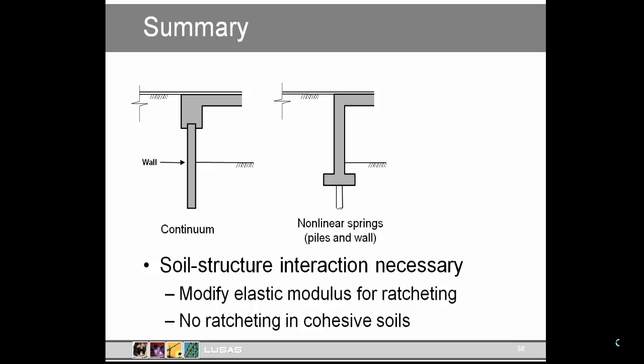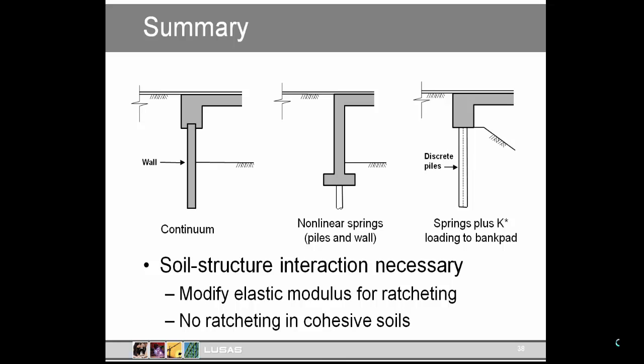For the popular bank pad on piles, the soil around the piles is modelled with springs, while the backfill pressures can be included as a load using K-star values, and the K-star values should again reflect the ratcheting effect in granular backfill. That concludes our presentation.